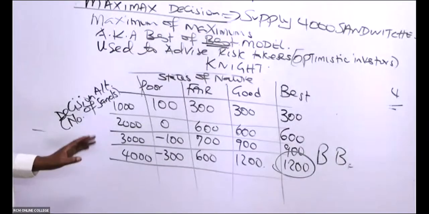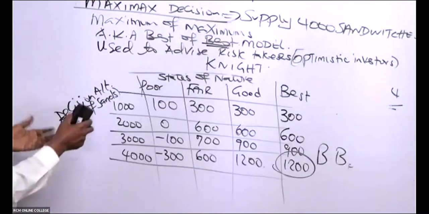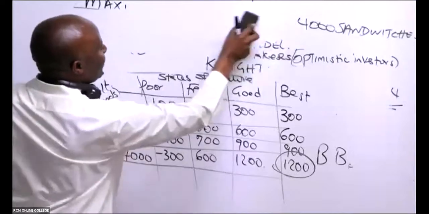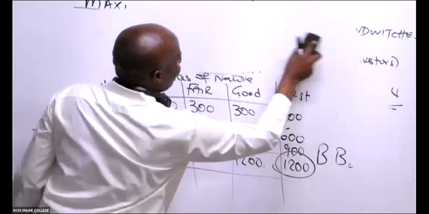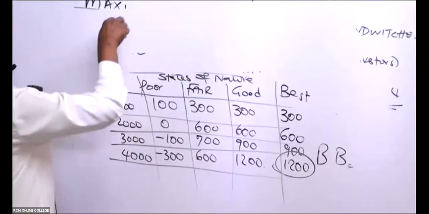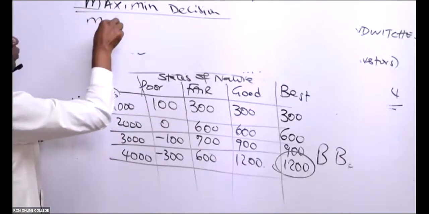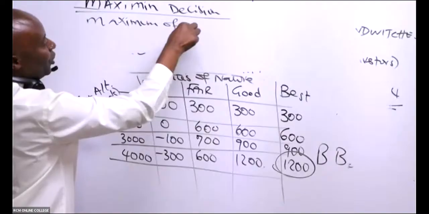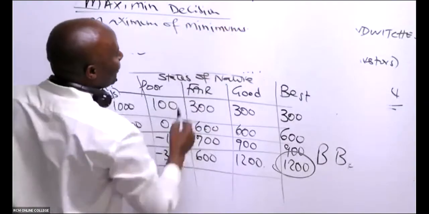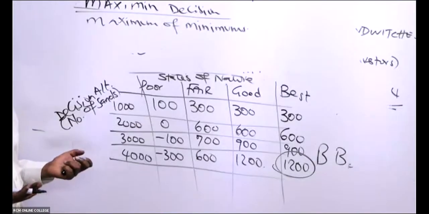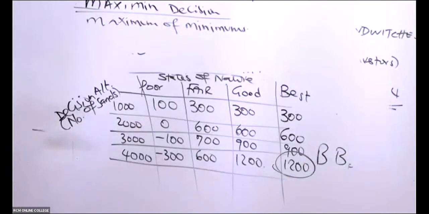So then, if we have understood this, please help the teacher to do a maximin decision. So write number 2 there, maximin decision. So this stands for maximum of what here, somebody? Minimums, yes. Maximum of minimums. Maximin. And who is it used to advise? Risk averse. It is used to advise risk averse individuals.